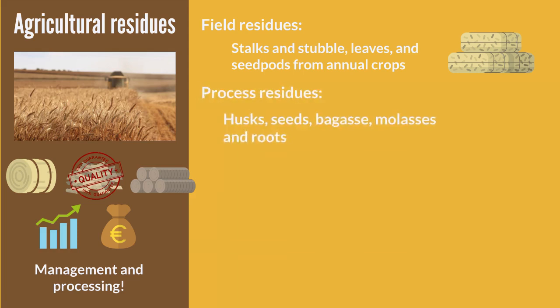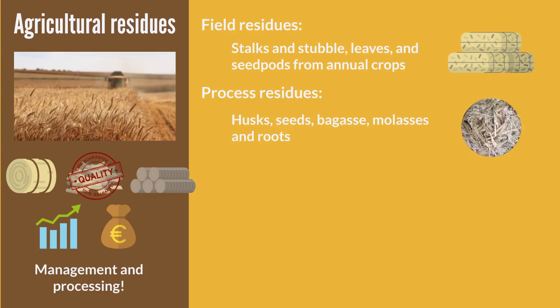Process residues include husks, seeds, bagasse, molasses, and roots left after the crop is processed into a usable resource. In that case, the lignocellulosic residues can be easily processed and converted to energy, becoming an economical input for the agro-processing industry. Perennial crop plantations generate residues during the production cycle and at the end of the production cycle.